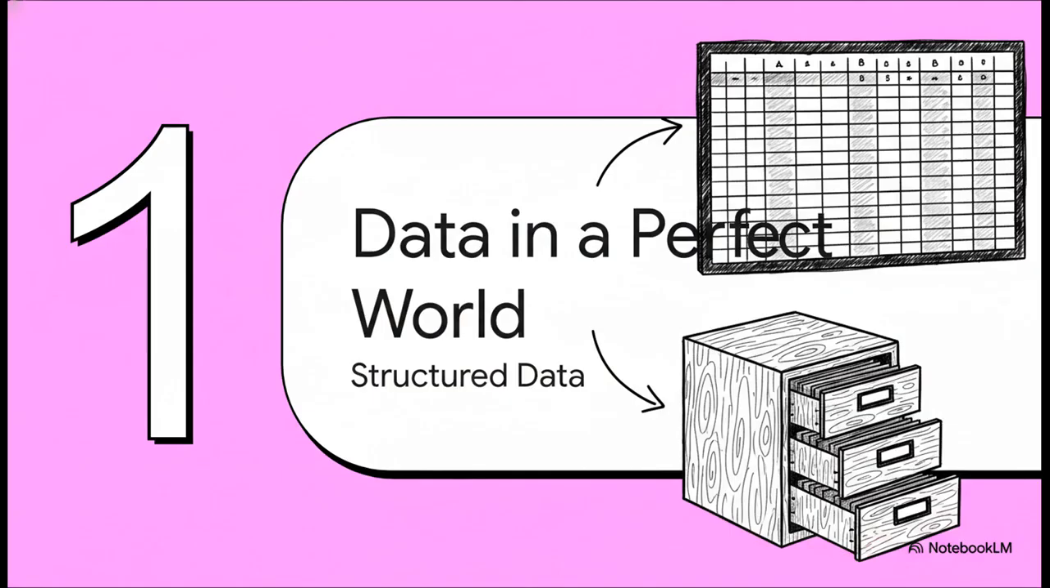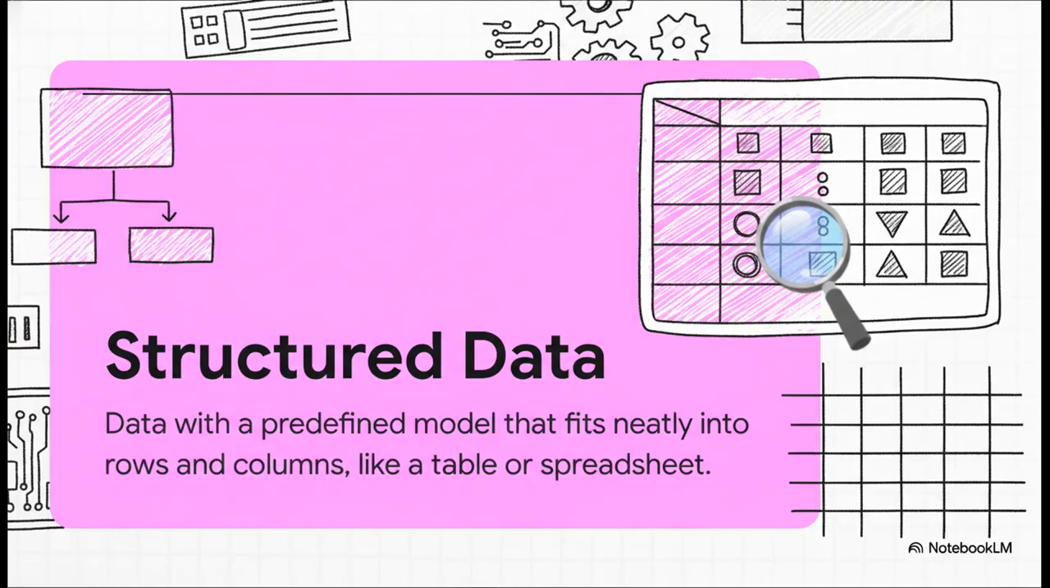All right, let's start with the easy stuff. In a kind of perfect world, with the type of data we're all probably the most familiar with, structured data. Just imagine a perfectly organized spreadsheet or a super neat filing cabinet where everything has its own special spot. So what makes it structured? Well, it has this predefined model, which basically means it's predictable, it's orderly, and it fits perfectly into those familiar rows and columns of a table. This rigid organization is its superpower. It makes the data incredibly easy for computers and for us to process and analyze.